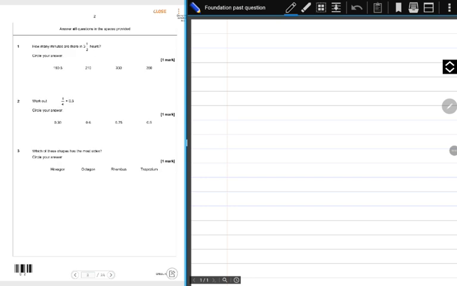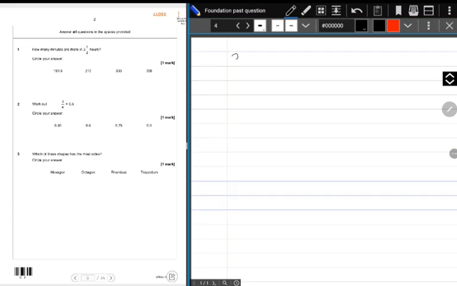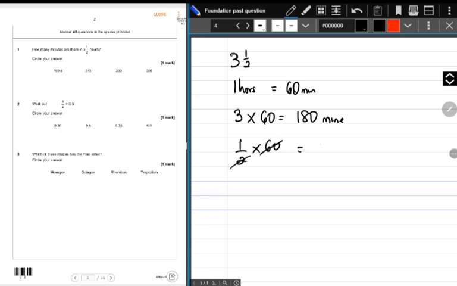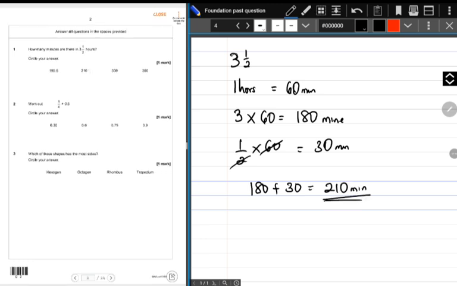Question 1 says, how many minutes are there in 3.5 hours? Don't forget that 1 hour equals 60 minutes. So 3 hours is 3 times 60, which gives us 180 minutes. Now we have a half, which is 1/2 times 60, so we divide and get 30 minutes. So 180 plus 30 equals 210 minutes. Our answer is 210.